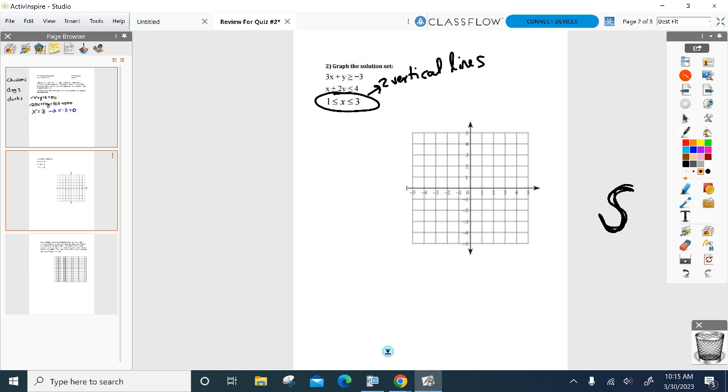Okay, to your hypothetical there. And also watch out for the signs, because one line could be solid, one line could be dashed. But you always shade in between.